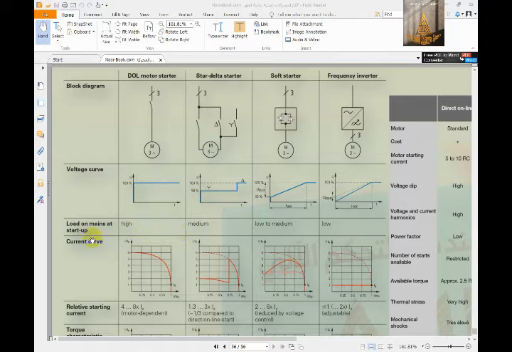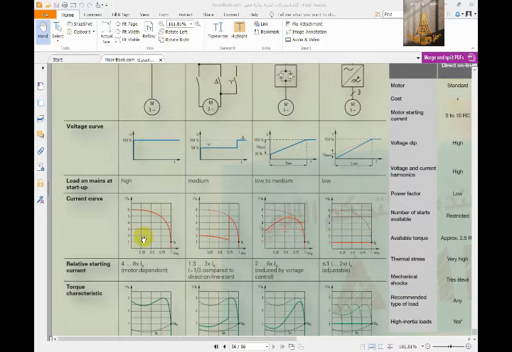Loading at startup: for direct online it's high, for star delta it's medium, for soft starter low to medium, and for the frequency inverter it's approximately low.